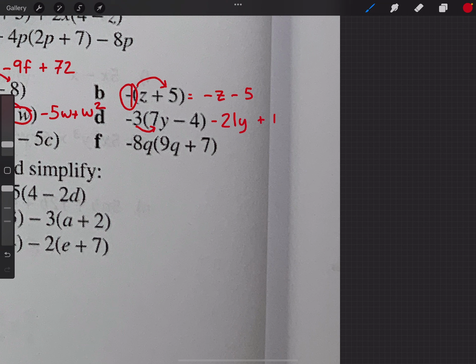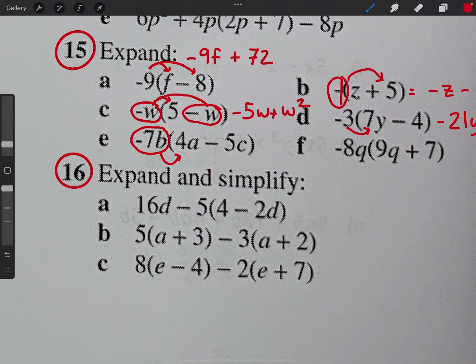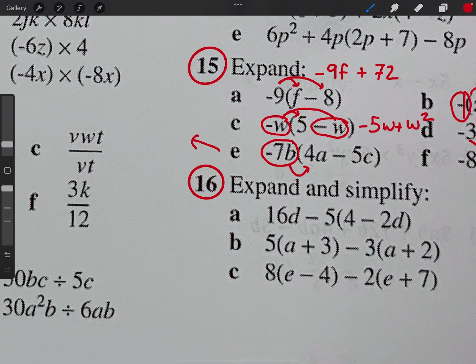Next one. Negative 7b times 4a. I have no space, I'm going to write the answer over here. Is equal to negative 4 times 7 is 28. And that's b. And then negative 7 times negative 5c. Negative times negative is a positive, so it's a positive. 7 times 5 is 35. And then b times c is just bc. There you go.